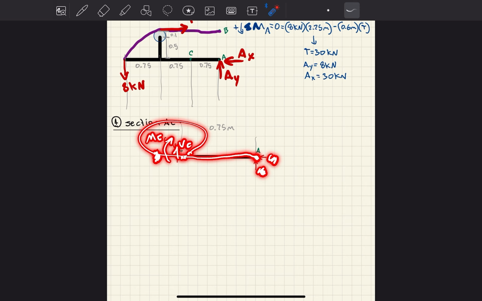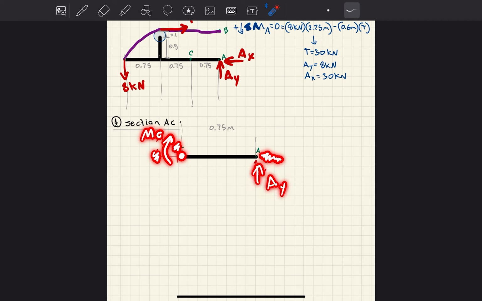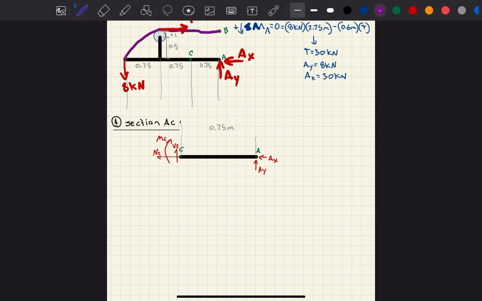But why would you go through all that hassle if you can just take the moment about C? VC goes away, NC goes away. You have to deal with MC, right? AX does not cause a moment because it's parallel. AY causes a moment. So what do you have now? This is a known. This is not an unknown value. You have it right here, right? So if you do this equation, you're going to find MC. And I'll show you how that's done right now.